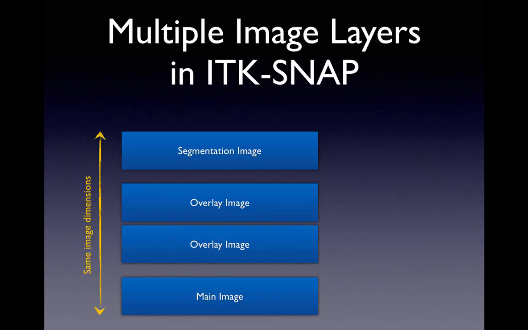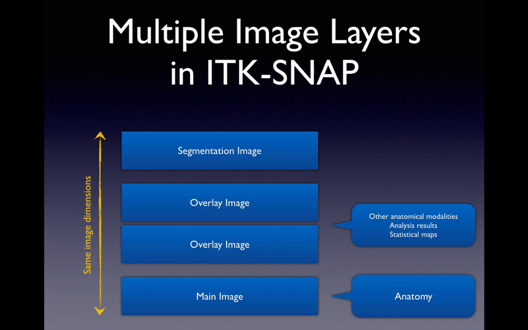So logically, ITK-SNAP organizes its images as we think of at the bottom there being the main image, that's your first image that you load. And then there optionally may be additional overlay images like that diffusion MRI direction map. And at the top there's always this segmentation image, this image of 0s, 2s, and 5s that represents the segmentation. So the main image typically will represent anatomy. The overlays will represent other anatomical modalities or analysis results or statistical maps.